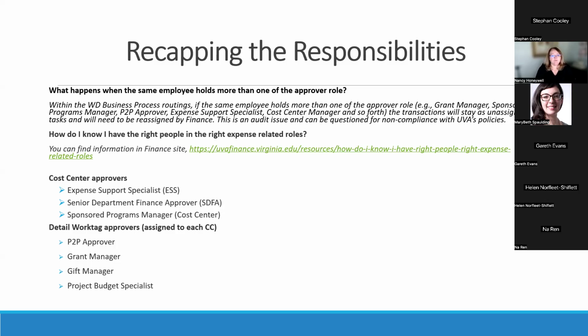Cost center approvers are part of the BPs. That's the expense support specialist, ESS, senior department finance approver, SDFA, and sponsored programs manager at the cost center. Detailed work DAG approvers are assigned to each CC or P2P. Grant manager is on the grants, of course, gift manager and project budget specialist.